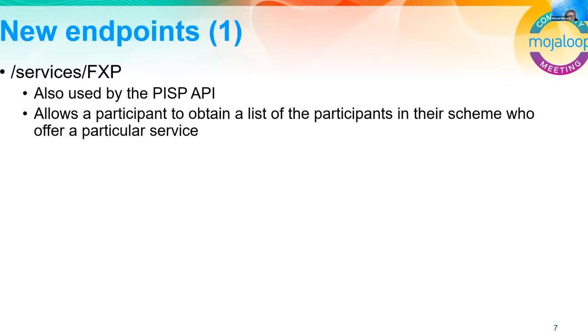That's also used by the PISP API. And in this case, services/FXP allows a participant to obtain a list of the participants in their scheme who offer a particular service, in this case, currency conversion. If it were used by the PISP API, it would be used to find a list of the DFSPs in a scheme who would support PISP linking. So that's something which, as I say, should already be there in the PISP API. So although it is a new endpoint, it's not a very new endpoint.